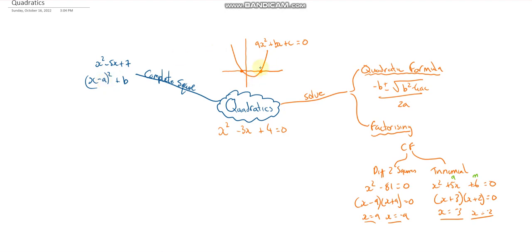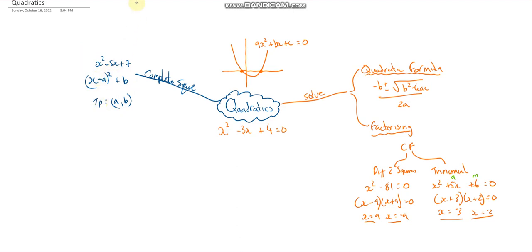If you want to know what the turning point of this is, if you can complete the square, that will help you find the turning point, because your turning point will be: change the sign of this, and keep that. So your turning point in this case is (a, b), because here we've got negative a, so change the sign, and b stays the same. That'll be your turning point. We'll go through a few of them.